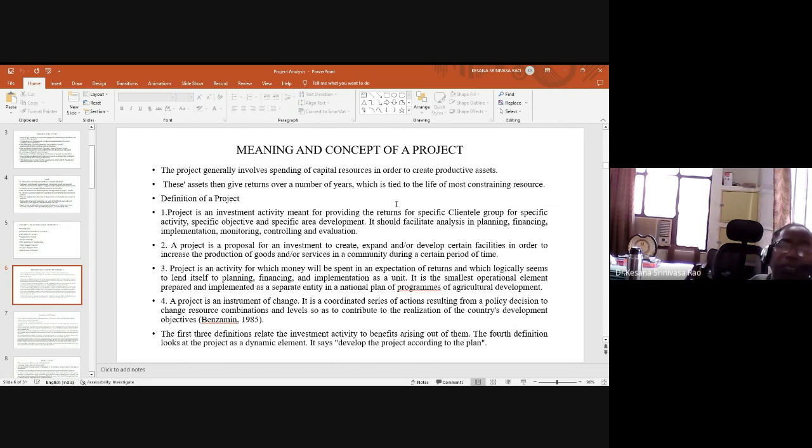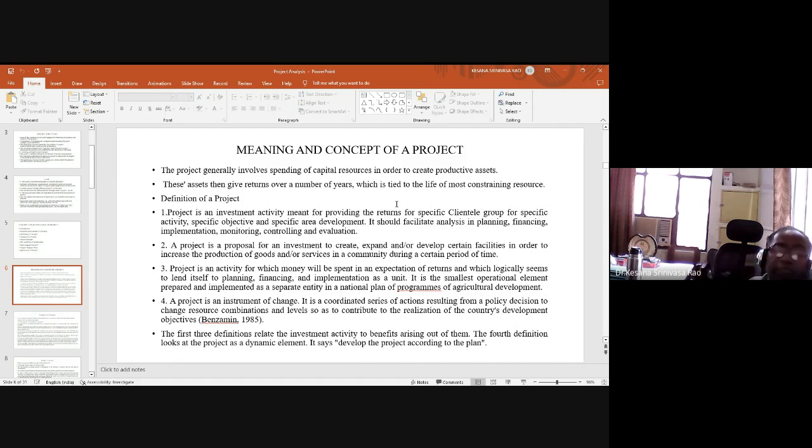Returns, and which logically seems to lend itself to planning, financing, implementation as a unit. So ultimately, among these functions, you have to do all these things. That is called the project. It is the smallest operational element prepared and implemented as a separate entity in a national plan of programs of agricultural development. Because this is related to agriculture, we have to discuss it in relation with the agricultural developmental process.